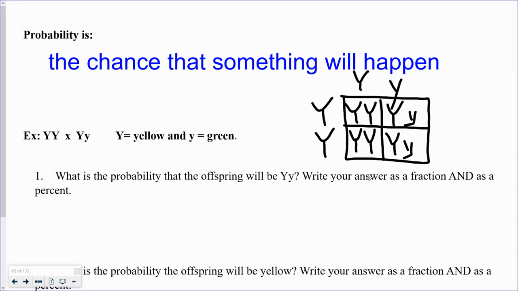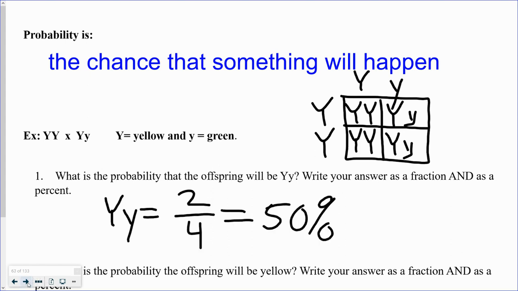So I'm supposed to write my answer as a fraction and as a percent. What's the probability that they will come out capital Y, lowercase y? So in order to come out capital Y, lowercase y, there are 2 out of the 4 boxes, or 50%. Half of the offspring are going to come out with this combination.